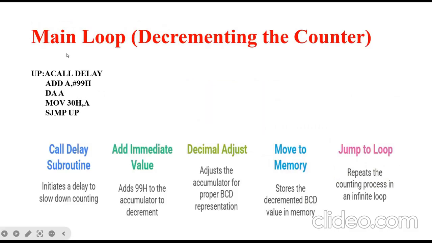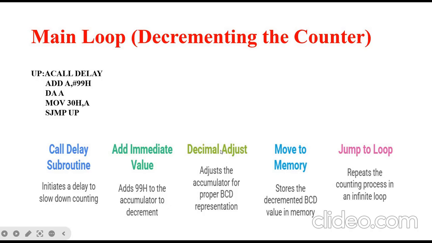Okay. Then this is the main loop that is used for decrementing the counter. So here a subroutine is called, that is called delay subroutine. So the delay subroutine is called, it initiates a delay to slow down the counting. After that you have ADD A, #99h, that is add immediate value. It adds 99h to the accumulator to decrement.